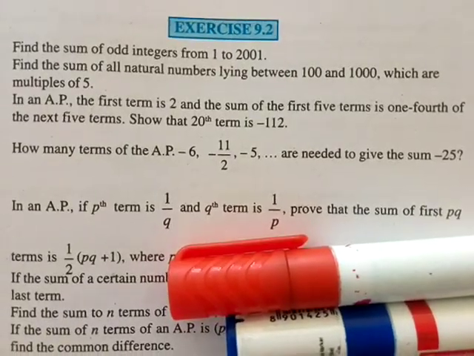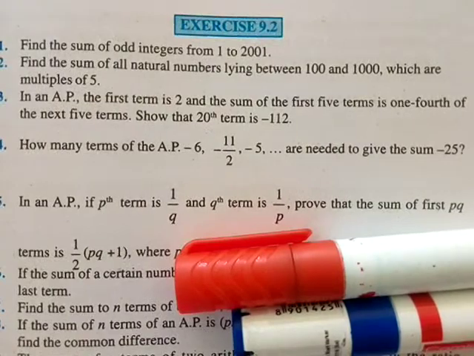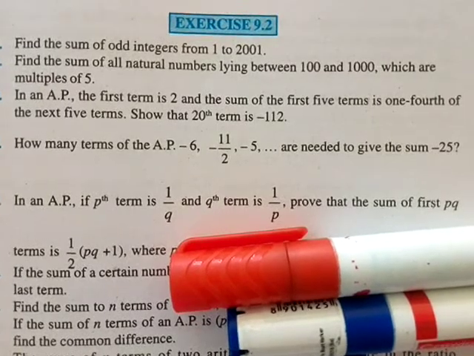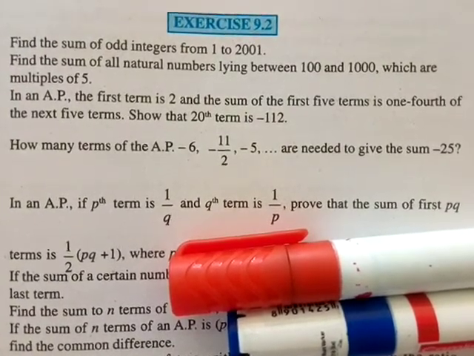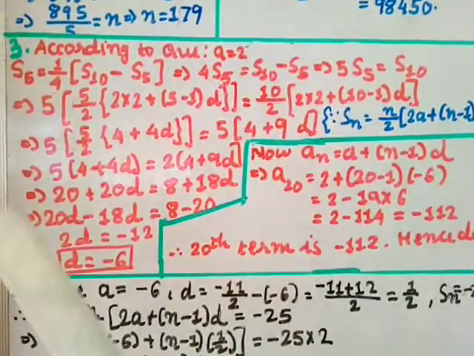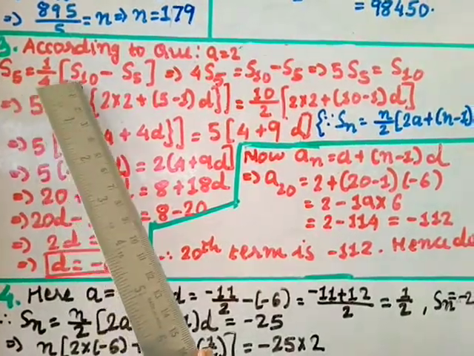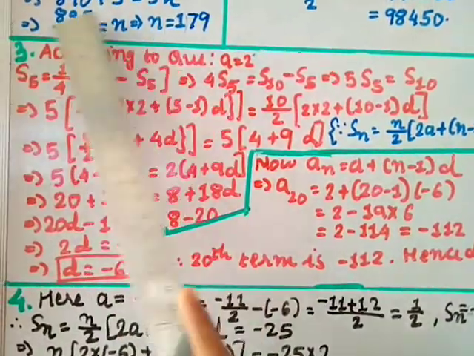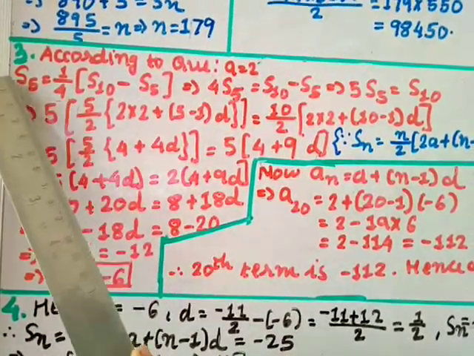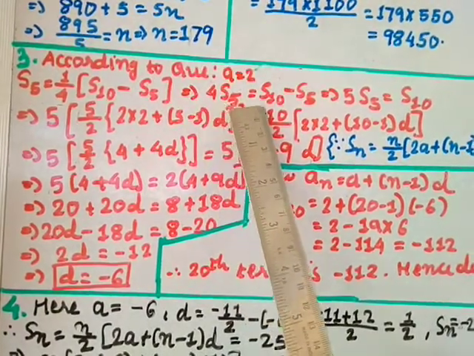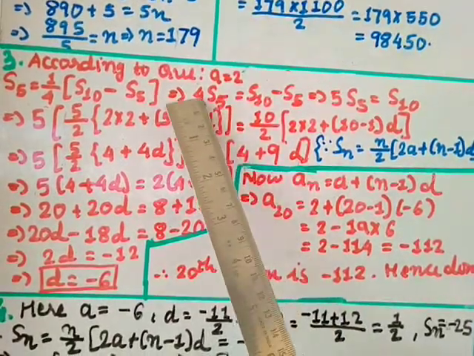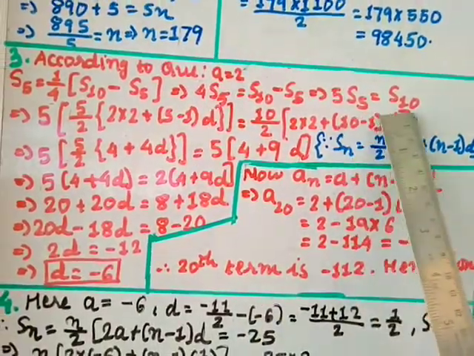Question number 3. In an AP, the first term is 2 and the sum of the first 5 terms is 1/4 of the next 5 terms. Show that the 20th term is minus 112. According to the question, a equal to 2, the first term is 2 and S5 is equal to 1 by 4 of S10 minus S5. Okay, this is the condition given in the question. Now if I transfer this 4 over here, you get 4 S5 equal to S10 minus S5. Now this minus S5 if you transfer it becomes plus, and add with this 4 S5 it gives you 5 S5 equal to S10.